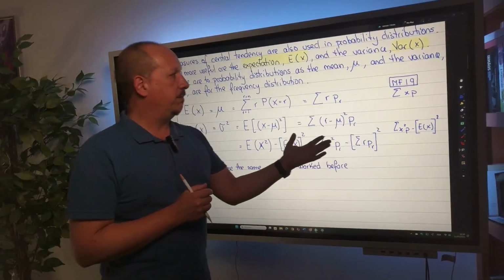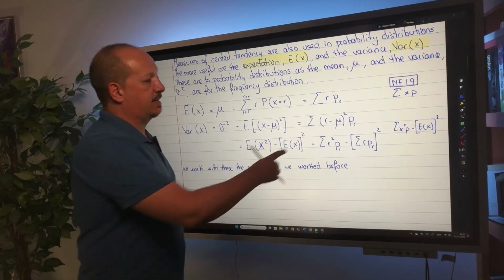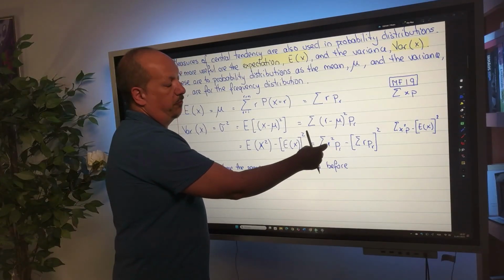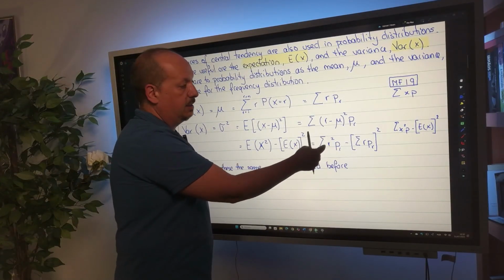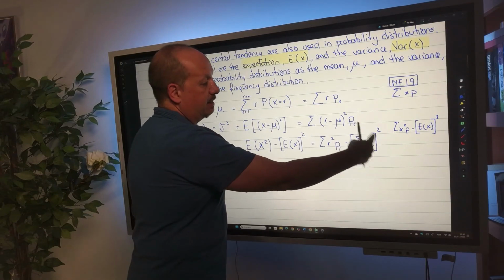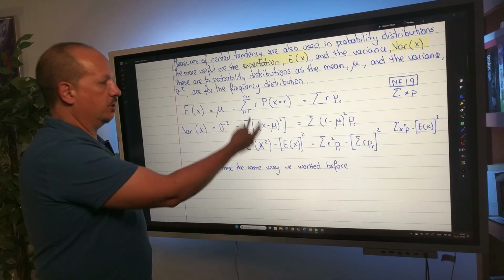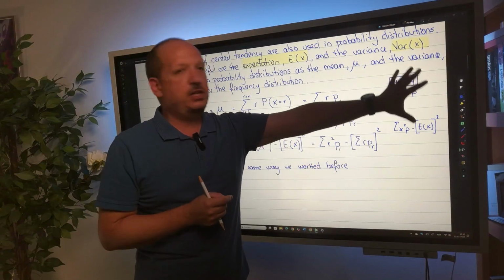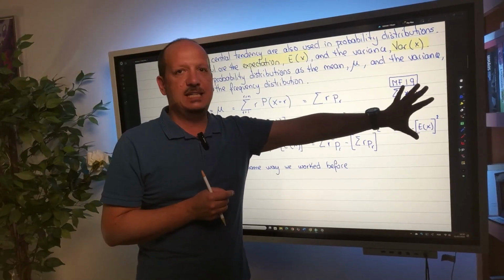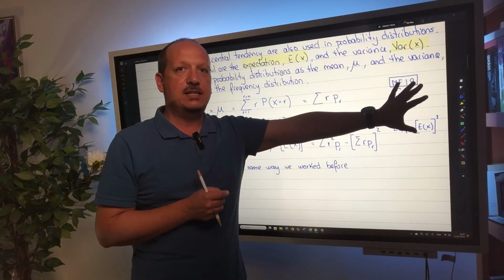It's the same thing, okay? It's the sum of the possible values of r squared times the probability, minus this. And what is this? This is the expectation, the mean, squared. I put here the information as it is written in the MF19.